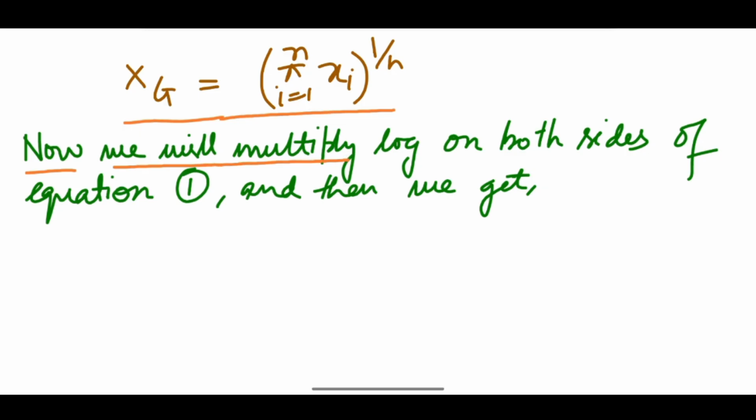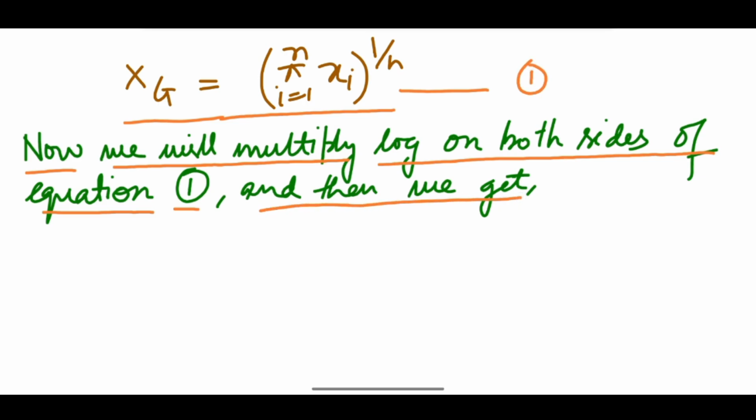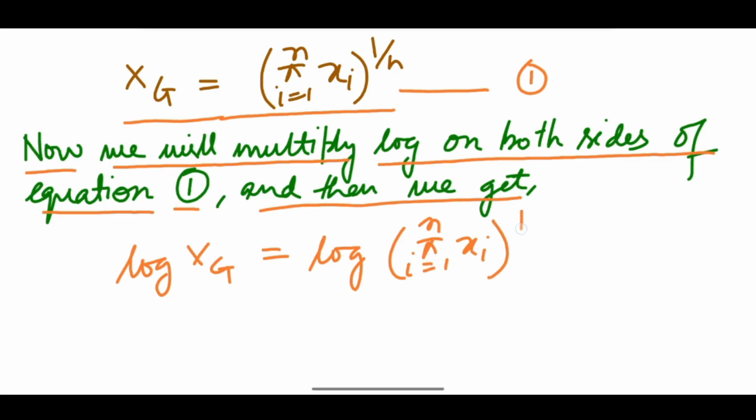Now we will apply log on both sides of equation 1, and then we get log xg, or the logarithm of the geometric mean, equals log of the product of xi, i equals 1 to n, whole to the power 1 by n.